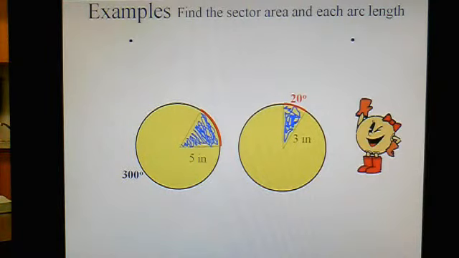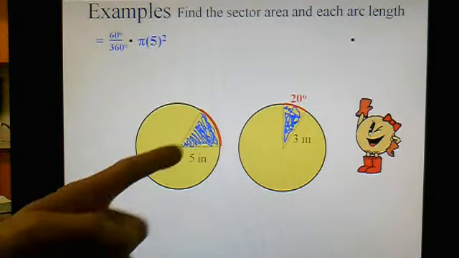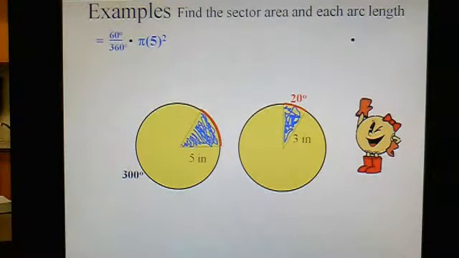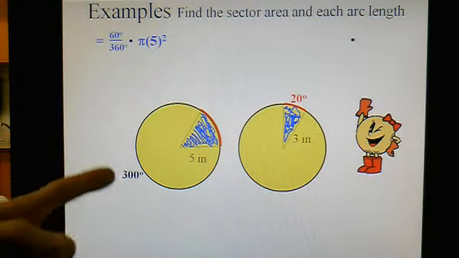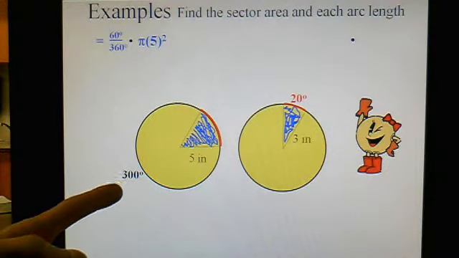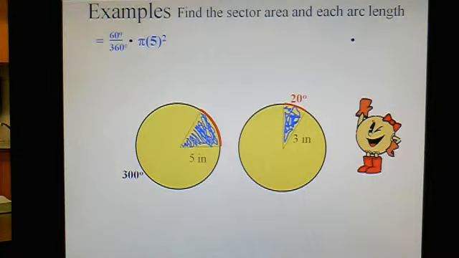Hopefully you get 4 answers here. You're going to see I leave my answers in terms of pi as well as decimals. So this first one would be the blue space here. So 5 squared times pi times 60 over 360. Of course, you might be looking and going, where did the 60 come from? Well, this entire thing's 360. If this is 300, that leaves 60 for the space we're concerned with, which is approximately 13.09 square inches.